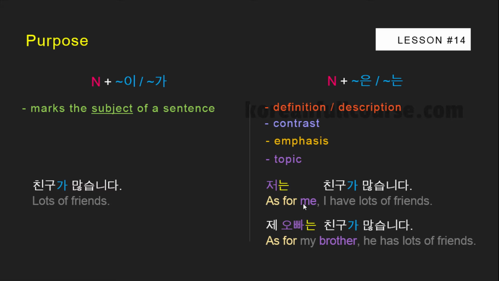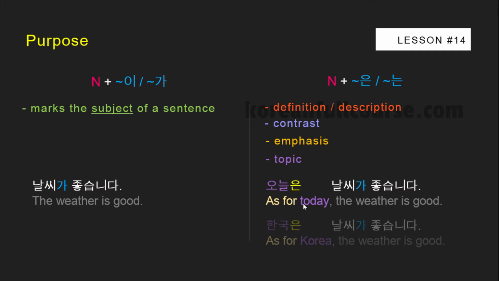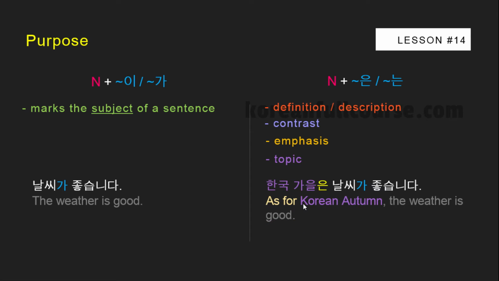제 오빠는 친구가 많습니다. The topic has been changed. Now the topic is my brother. I'm talking about him. The weather is good. When the weather is good or where? It's not clear, right? So we need to add a topic. 오늘은 날씨가 좋습니다. Today the weather is good. 한국은 날씨가 좋습니다. Korean weather is good. 한국 가을은 날씨가 좋습니다. The weather in autumn in Korea is good. 서울은 날씨가 좋습니다. The Seoul weather is good.